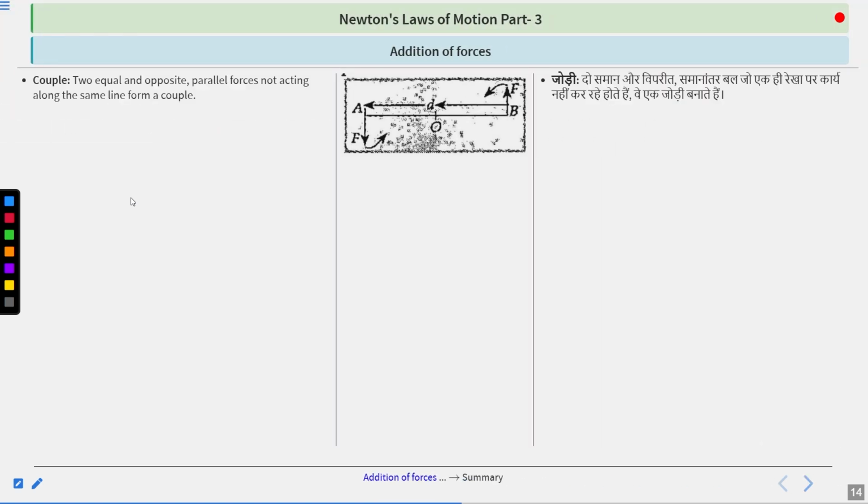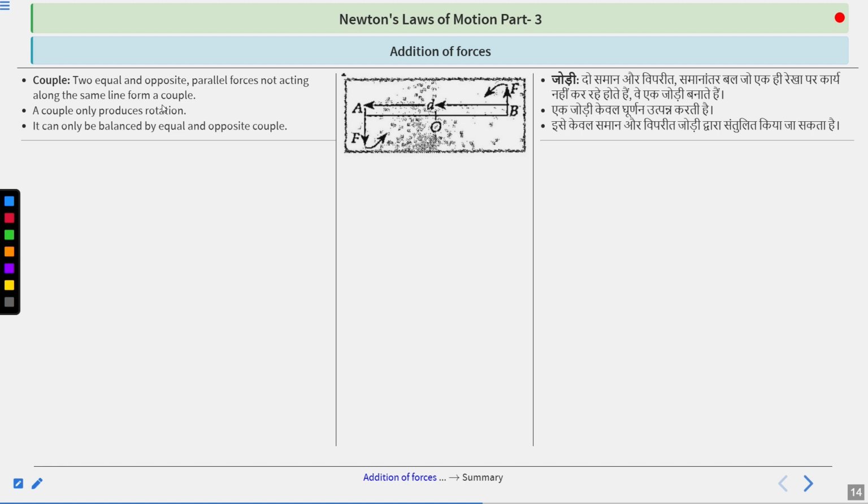Now, couple. What is a couple? Two equal and opposite parallel forces not acting along the same line form a couple. Intensity is equal, direction is opposite, not intersecting each other but running parallel to each other, and also not acting along the same line, so that they do not collide. They form a couple. A couple only produces rotation. It could only be balanced by an equal and opposite couple.